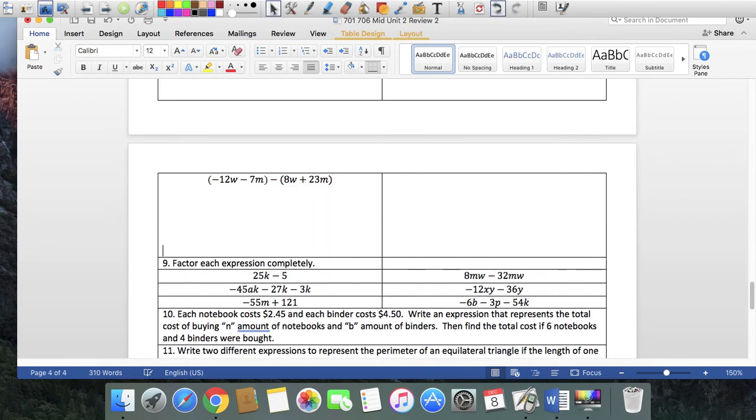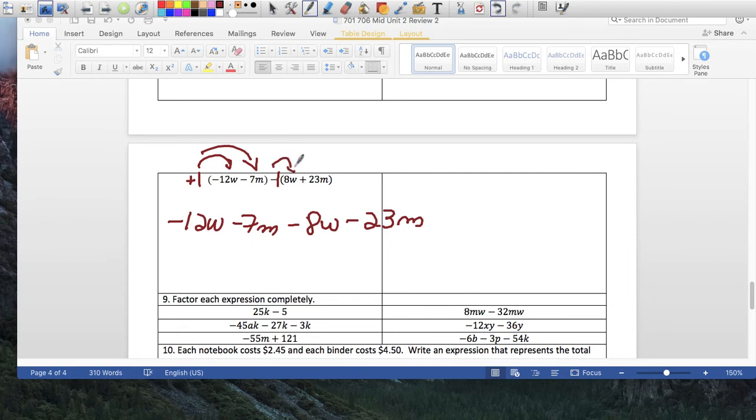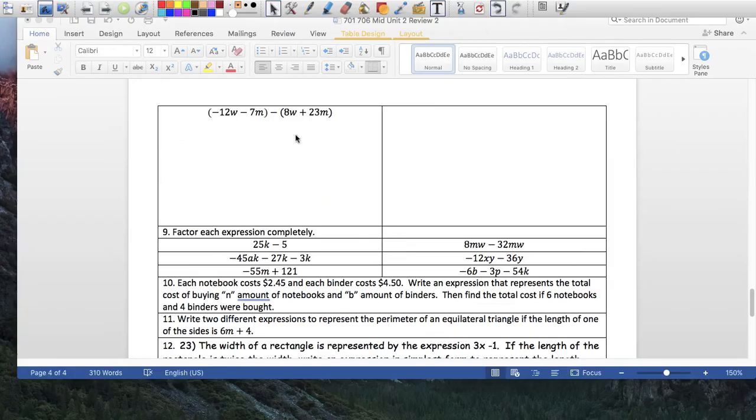This one is just combining. Let's remove the parentheses, so there's nothing over here. You can think of it as positive or plus 1. And if you multiply everything, positive 1 times everything inside, it comes out exactly the same. But when there's a minus sign in front of the parentheses, everything that's inside comes out opposite. So 8w comes out as negative 8w, plus 23m comes out as negative 23m. If you were to distribute properly, you'll see why. Combine like terms: it's negative 12w minus 8w. And then negative 7m and negative 23m gives you negative 30m.